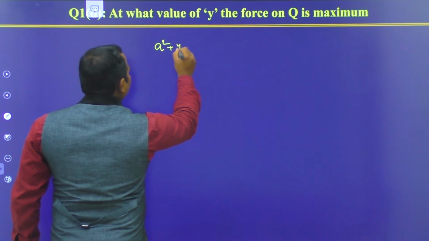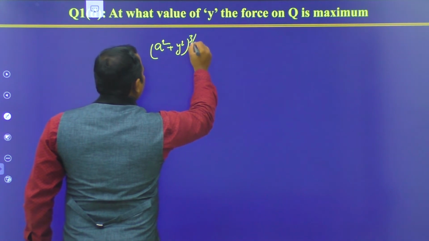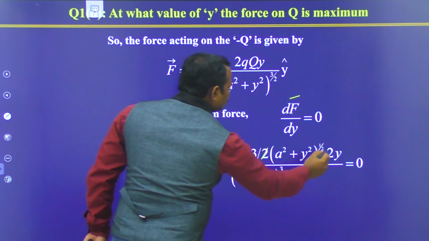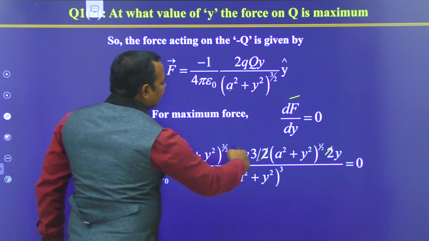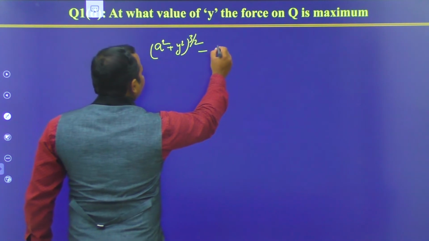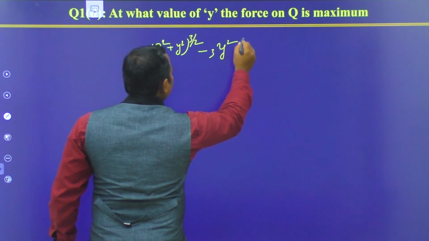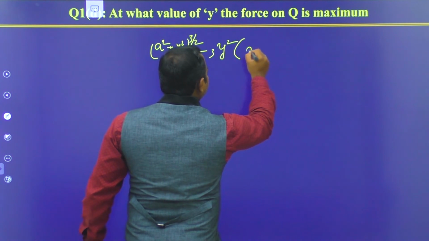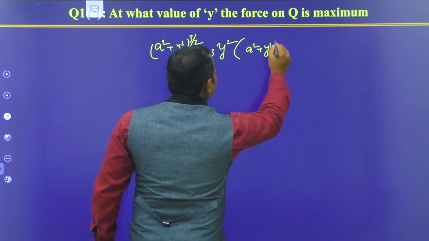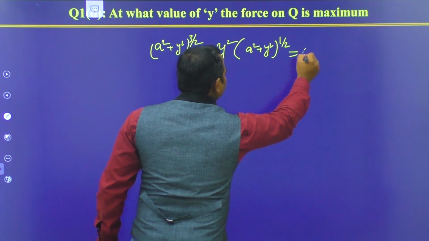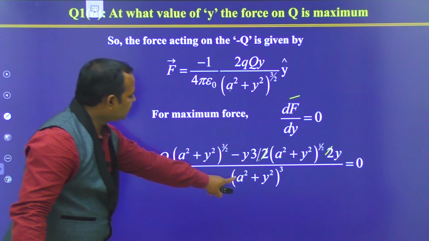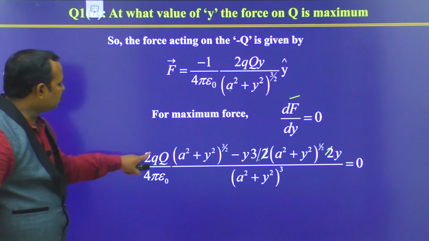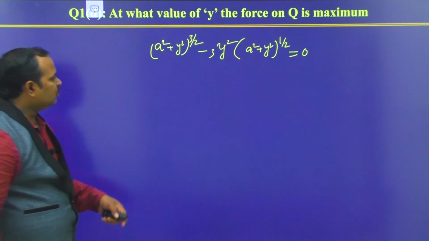a square plus y square whole power 3 by 2 minus, here you can see the 2 will be cancelled, 3y into y square, 3y square into a square plus y square whole power 1 by 2 is equal to 0. We can remove the a square plus y square whole cube, and 2q cube by 4 pi epsilon is equal to 0.